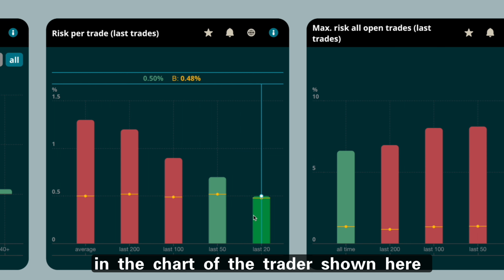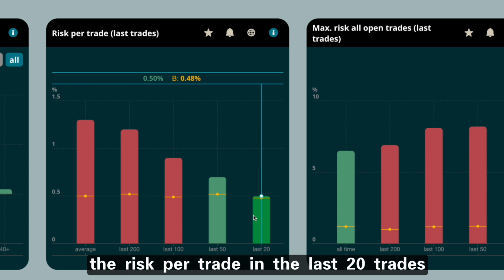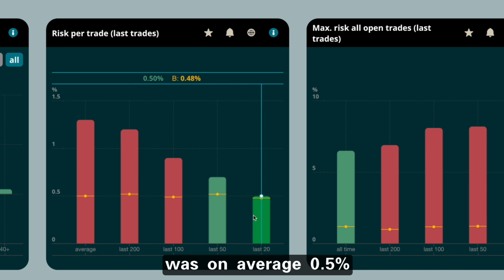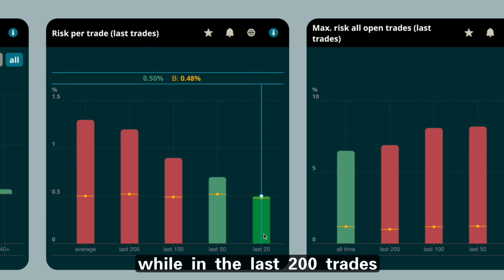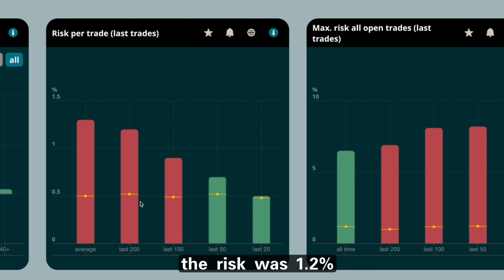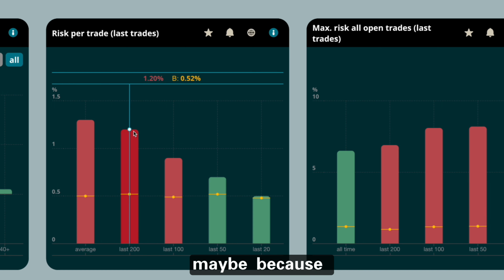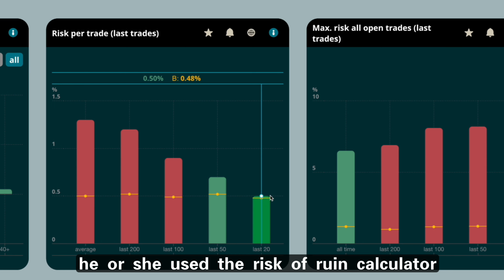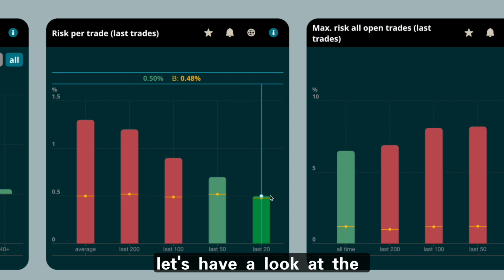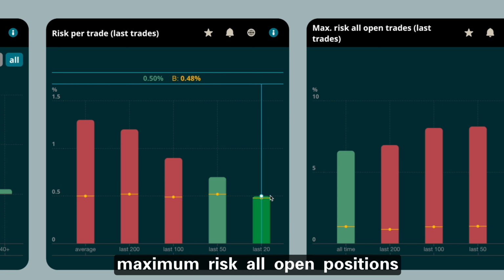In the chart of the trader shown here, the risk per trade in the last 20 trades was on average 0.5%, while in the last 200 trades, the risk was 1.2%. Clearly, the trader reduced the risk in the last 20 trades, maybe because he or she used the risk of ruin calculator. Let's have a look at the maximum risk of open positions.